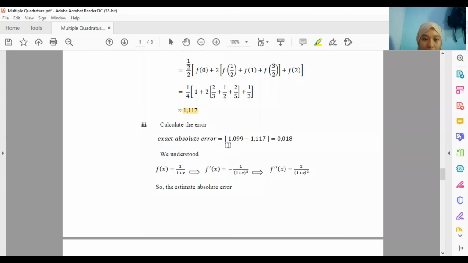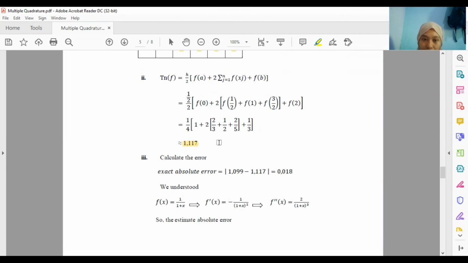And then we will calculate the error. Exact absolute error is the absolute value of exact value minus approximate T_n f. Like this. And we get the absolute value of 1.099 minus 1.117. So we get exact absolute error is 0.018.